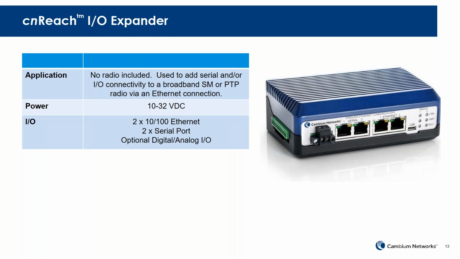So if you deploy, for example, a PMP450i subscriber module or a PTP670 endpoint on a point-to-point link, you can add the Ethernet, serial and analog digital capability to that endpoint and make those different kinds of applications functional. You'll also see the new wire replacement feature that we're introducing supports this I/O expander as well. So there's a lot of different unique applications that can be built and deployed using the I/O expander.